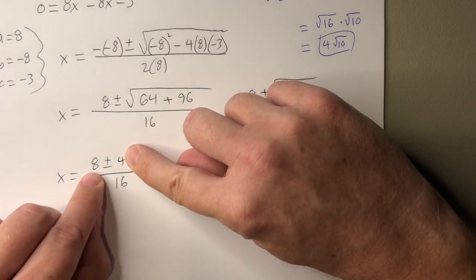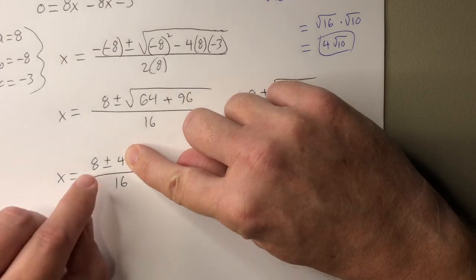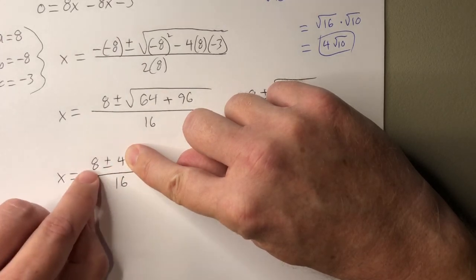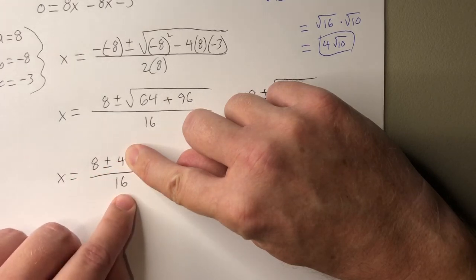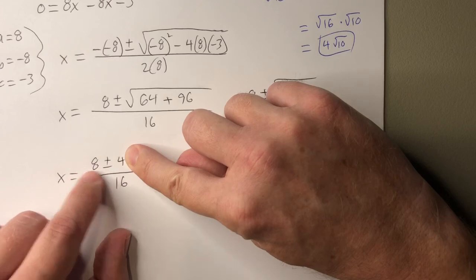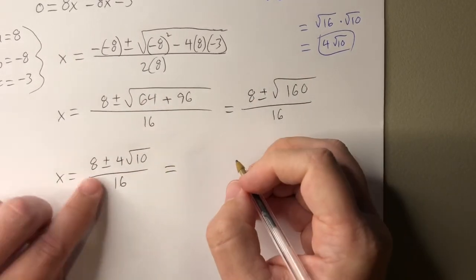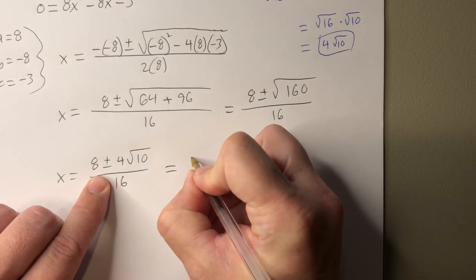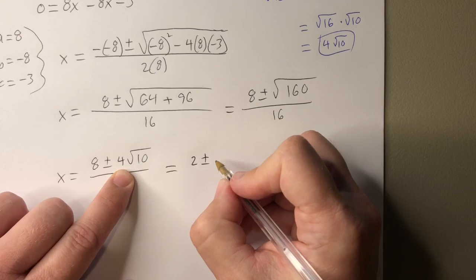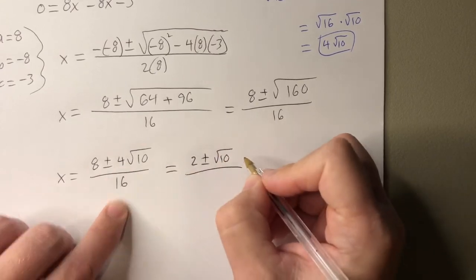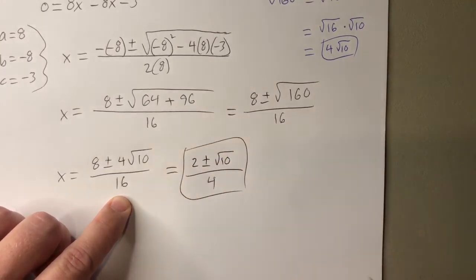Well, look at these three numbers that are not part of the radical, okay? What's the greatest possible factor that would go evenly into all these? That answer would be 4. So you're going to divide every one of these three numbers by 4 to put it in simplified form. So 8 divided by 4 is what? 2. 4 divided by 4 is 1, so 1 radical 10 all over 16. 16 divided by 4 is 4, finished.